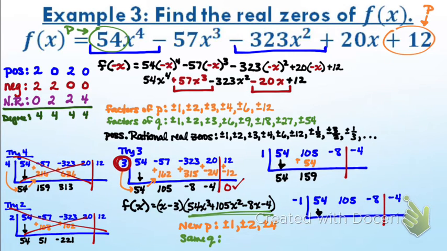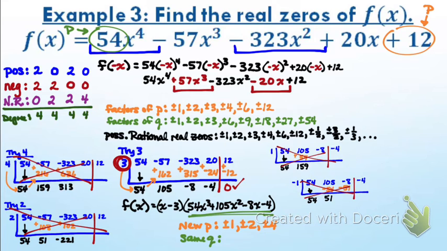Bring 54 down. So now I'd have negative 54. What's 105 minus 54? 51. That's going to give me a negative 51 here. That's not going to work. So these two didn't work. I tried positive and negative 1. We already tried positive 2. Have we tried negative 2 yet? Let's try it.